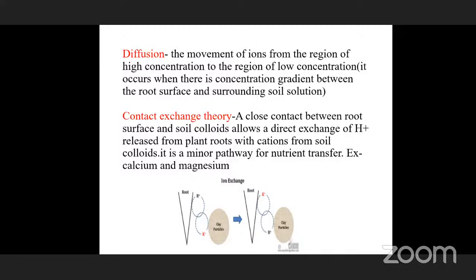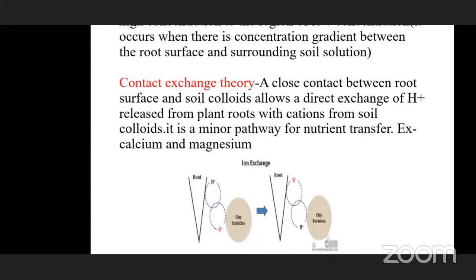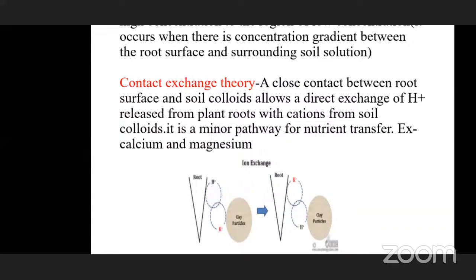Then the second theory is contact exchange theory. The name itself says there should be contact, and after that, exchange. A close contact between the root surface and soil colloids allows a direct exchange of ions released from plant roots with cations from soil colloids. See, on the clay particles there are K plus positive ions, and on the roots there are H plus positive ions. The roots exchange H plus with the clay particles.